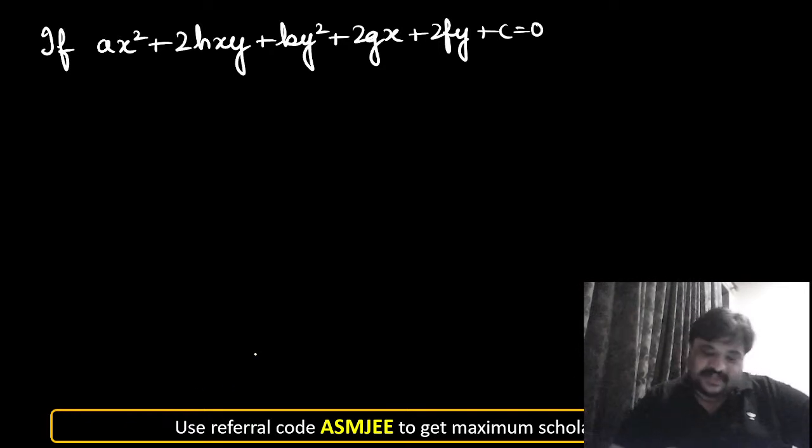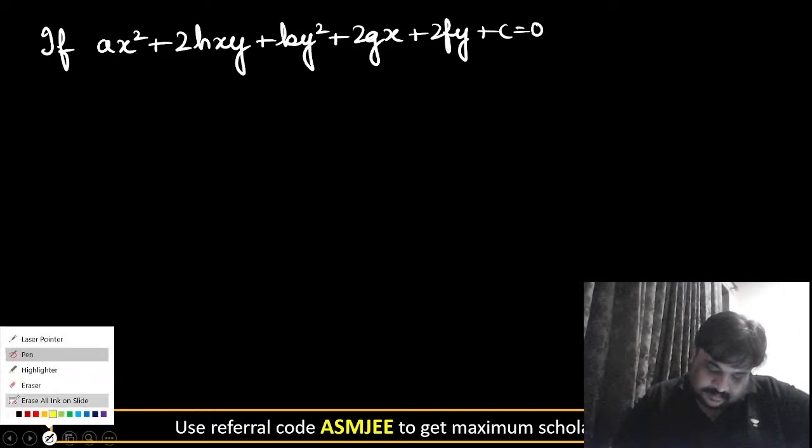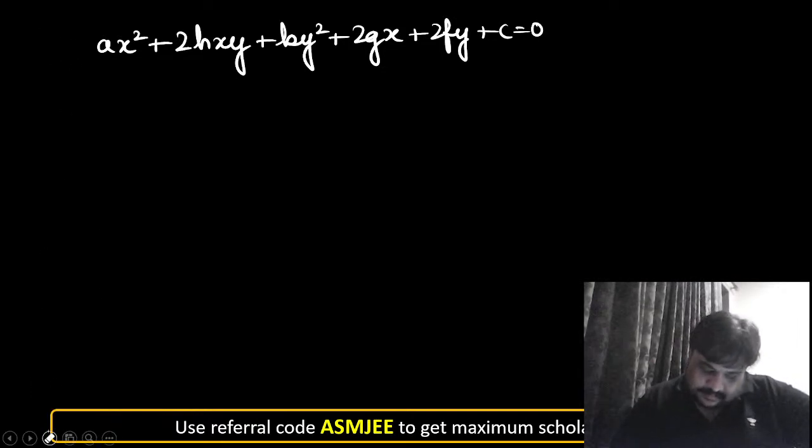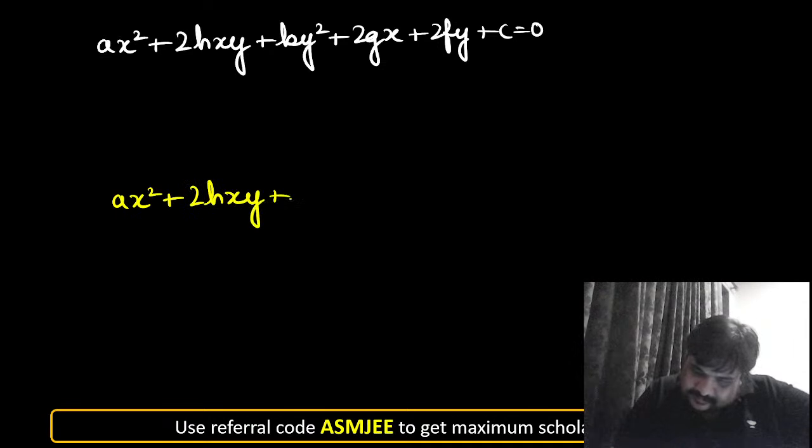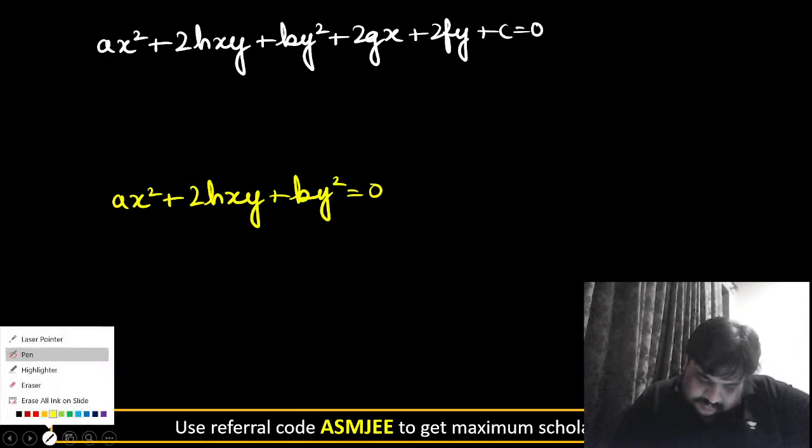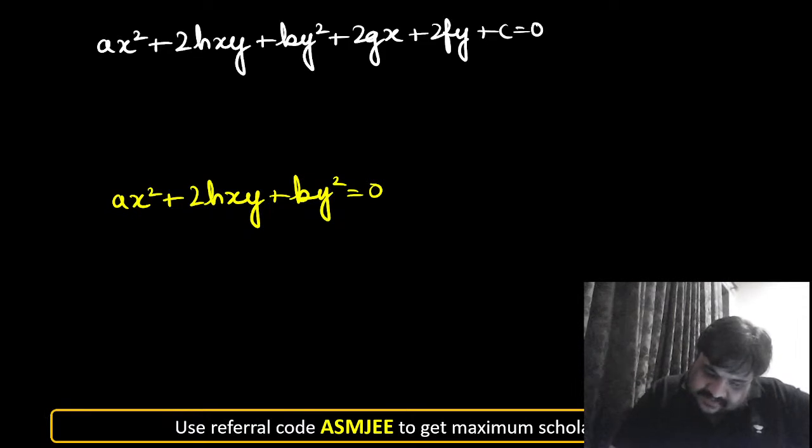There is one more difference between big pair and small pair. What is that difference? The small pair has every term of degree 2.